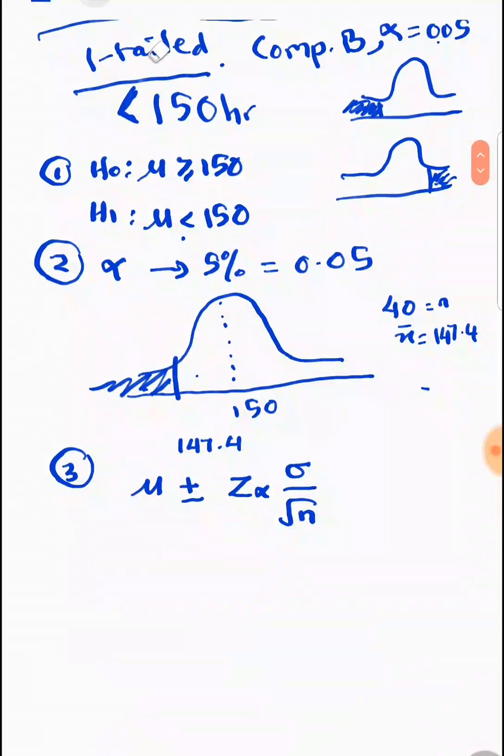Of course, when it comes to a one-tail test, it really depends. In this case, we're talking about less than, so for less than, we're using minus. Vice versa, if you're looking at more than, then this becomes a plus. And one thing to take note of is that we already have 150 as my mu.